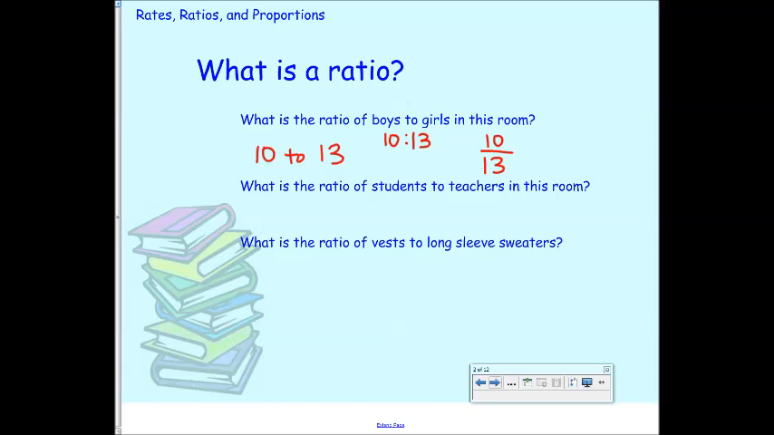What is the ratio of students to teachers in this room? 23 to 1, so we'd write that as 23 over 1. Sometimes with fractions, we say you don't need to put the 1 there, right? Do you need to in a ratio? Yes. Why? Yeah, because I matter, all right? This 1 is me, and I count, right? So that 1 is important in a ratio. You don't need it in a fraction, but you do need it in a ratio.